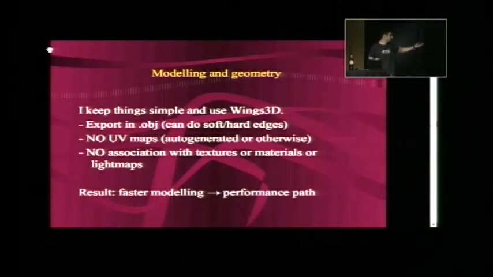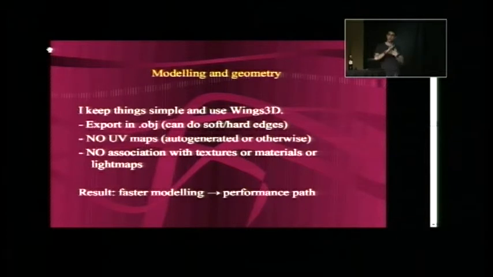In soft hard edge, if you don't know, it's whether you have a shared normal between two faces or not. So you can have objects that appear smooth or appear as if the edges are hard and reflect the light with the same normal across the same triangle, which is quite good for certain effects.